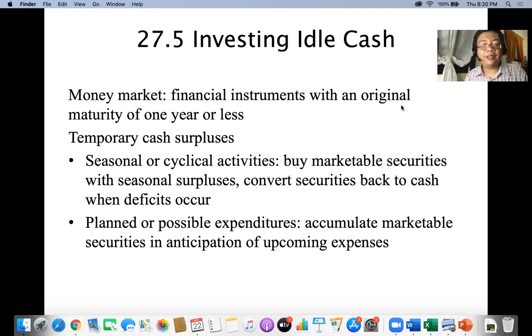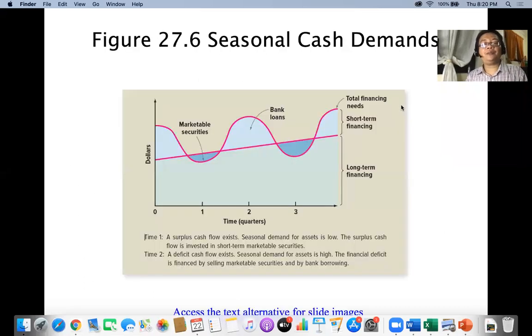Mag-earn pa ng interest, di ba? Or planned or possible expenditures. Meaning, bili ka muna ng securities. Yan. Saka na muna bayaran yung utang for the upcoming expenses. That's why here, no, you have seasonal cash demand. You have marketable securities. You have bank loans.